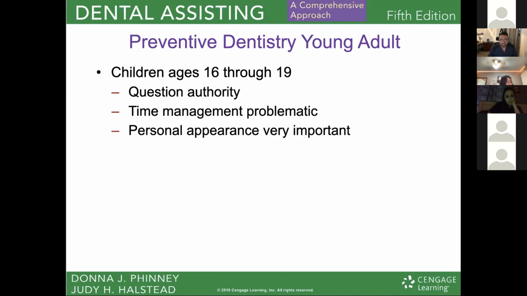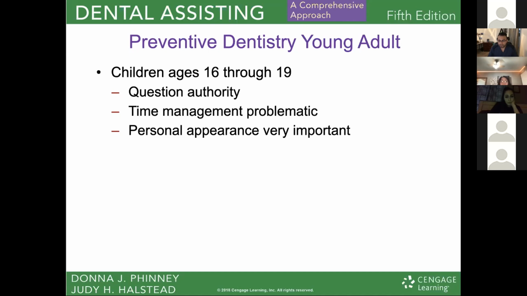So children ages 16 through 19 like to question authority. Okay, so young children question authority figures in this age, and at this time feel they don't need any additional help. So their lives become very busy and active socially. Personal appearance continues to be very important, and the dental assistant can keep this age group motivated by allowing them more control and teaching them about the importance of clean breath and a healthy smile.